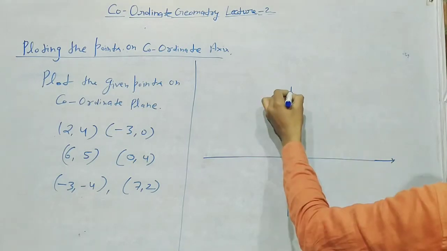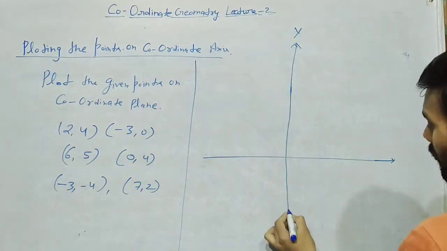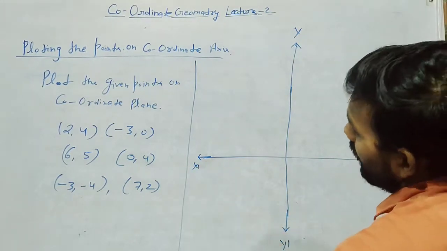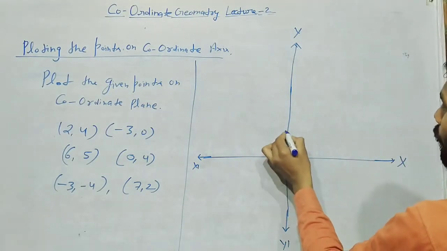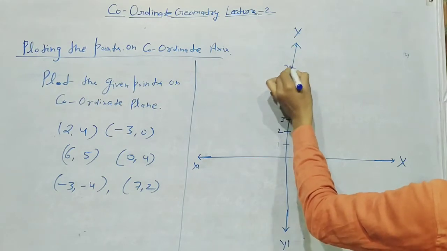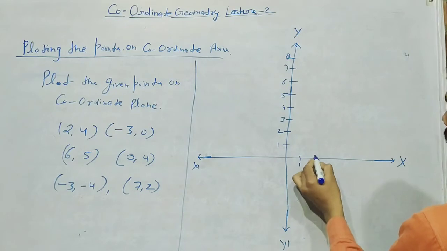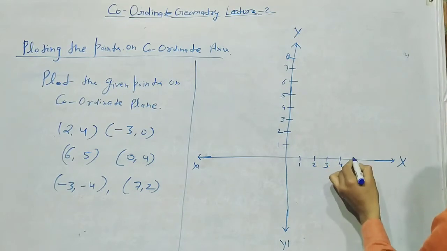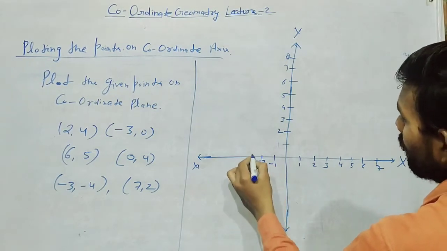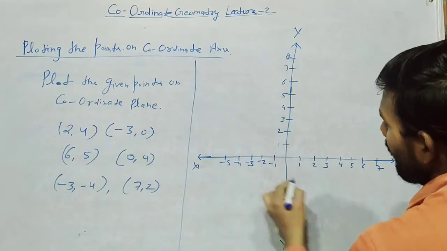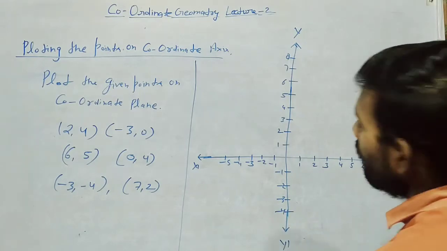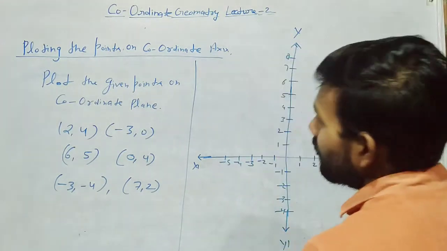So we can say y dash, x and x dash. Suppose the points are 1, 2, 3, 4, 5, 6, 7, 8. In a similar way 1, 2, 3, 4, 5, 6, 7, and here on the left side it is negative: minus 3, minus 4, minus 5. First we have to represent the point 2, 4.